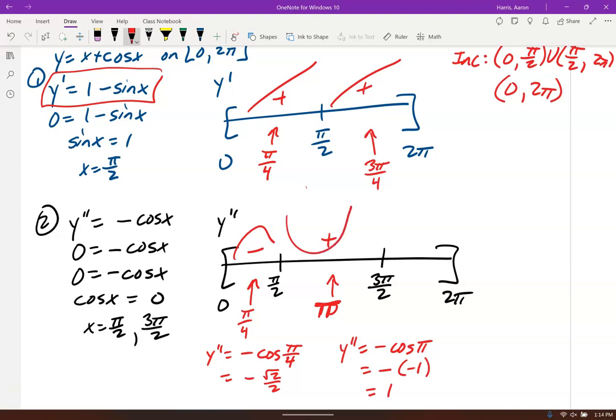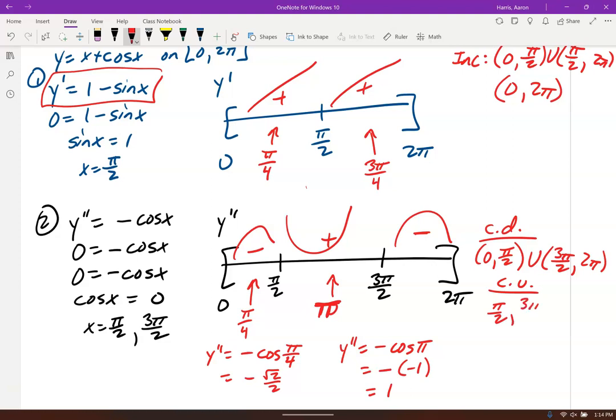So it's concave up between there. Something after 3 pi halves, like maybe 7 pi fourths. Throw in 7 pi fourths. You'll get that to be concave down. It'll be negative on that. Okay. So we do have some inflection points. So, well, let's note our concave down from 0 to pi halves, and then from 3 pi halves to 2 pi. We're concave up from pi halves to 3 pi halves.